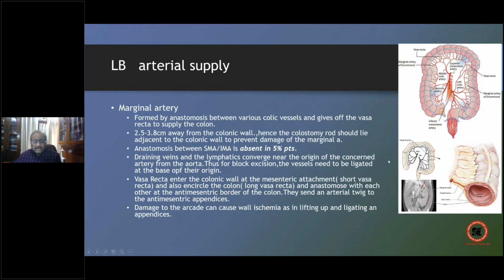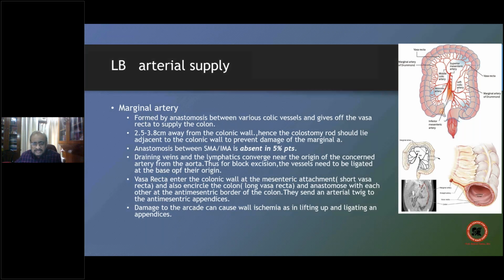Now, the marginal artery is about 2.5 to 3.8 centimeters from the colon. So this distance is important. And the applied importance is very simple: whenever we're doing a colostomy, we put in a catheter or a rod out here. If we put the rod here, trying to pull the colon out, we are going to damage the marginal artery. If you put it out here, we will not damage the marginal artery.